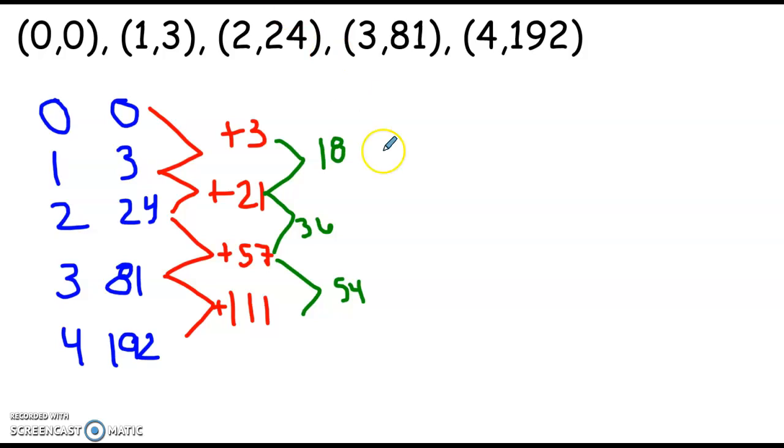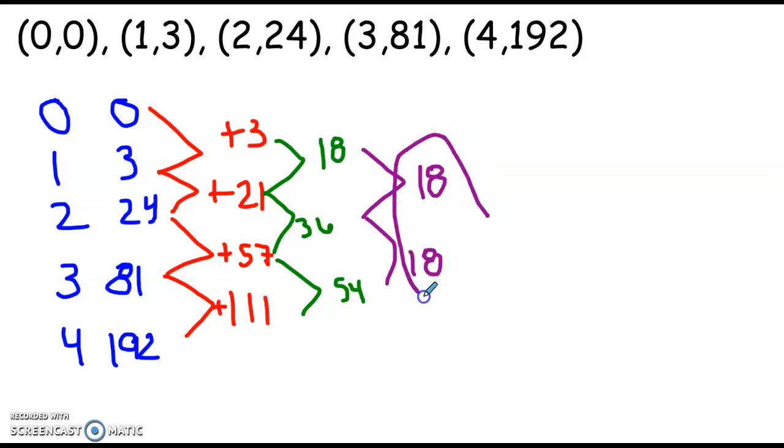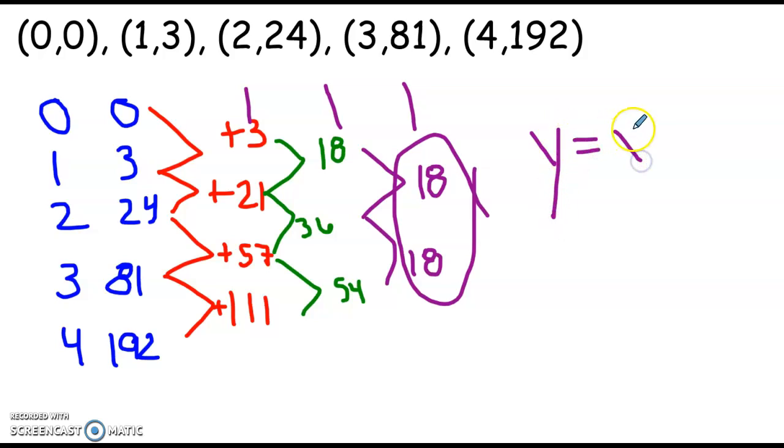So we go again in purple. From 18 to 36 is 18. From 36 to 54, 54 minus 36 is 18. Yay, there it is. There's our constant. It happened on the 1, 2, 3, the third time. So it's something about y equals x to the power of 3, right?